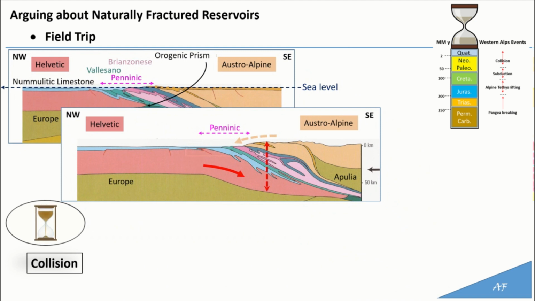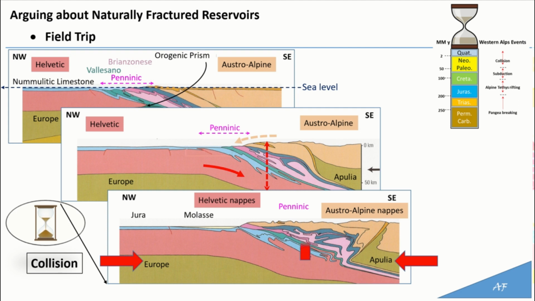In the following 10 million years, the collision between Europe and Apulia proceeded with the uplift of the orogenic prism and the overthrust of the Austalpine domain over the Penninic domain, with the increased extension of the Austalpine nappes covering all the Penninic domain. While northwards, we have the formation of the Helvetic nappes.